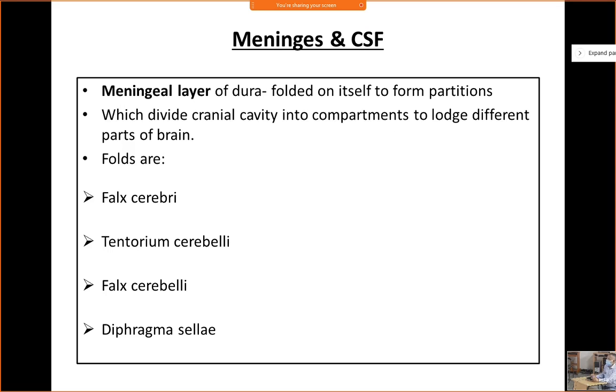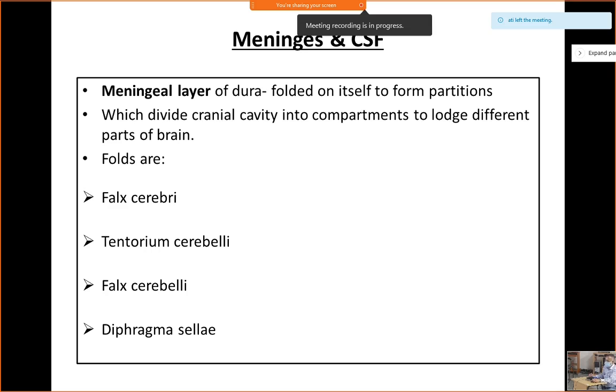So the meningeal layer of dura folds on itself to form some partitions, which divide the cranial cavity into compartments to lodge different parts of our brain. So what are the folds? The larger fold is falx cerebri. Falx cerebri is between the two cerebral hemispheres. The dura will come, then go down, then come up, and again cover the left side. So there is a partition that is called falx cerebri.